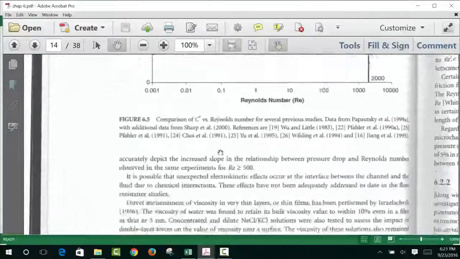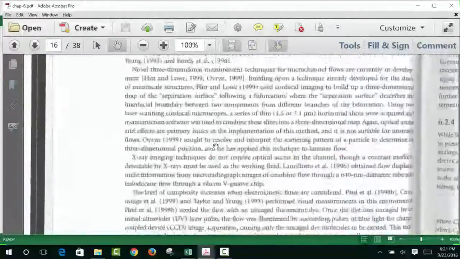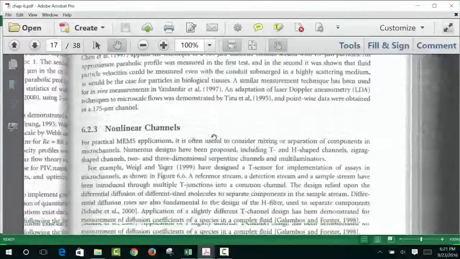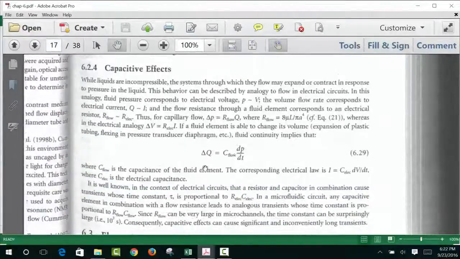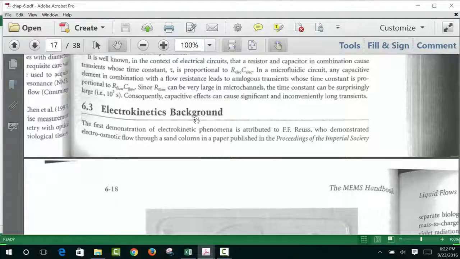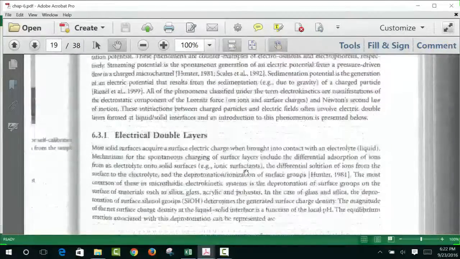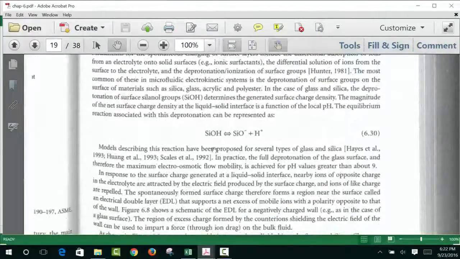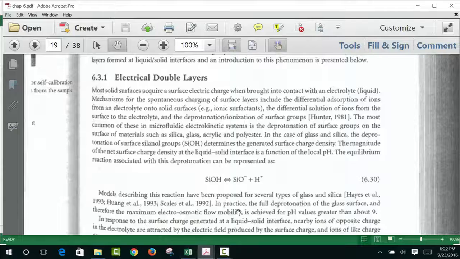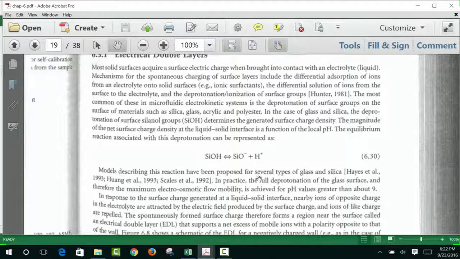And we said there is resistance because of the friction, and there is capacitance due to the expansion of the pipe or because of bubbles. It's this part. Now the next part is the electrokinetic. This is really a good part to read. So we will go through it, or you can read this for more detail, or we can just go to the lecture notes. But I'm telling you that you should read this section in chapter 6 that I posted for you.